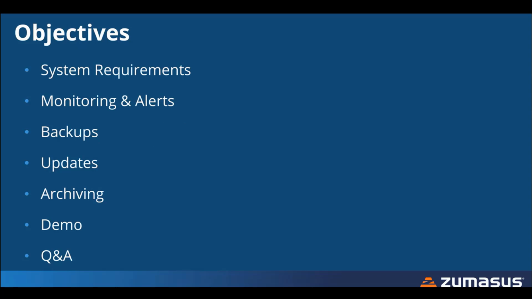And so some of the things that we'll be going over are system requirements, monitoring and alerting on the system side as well as built into Rover, backups and the importance of them, updates, not only of the operating system but also the application itself, and archiving. We'll be doing a demo of all of these things, so I promise it's not going to be a static PowerPoint. The entire time we will be getting into some of the functionality within Rover ERP itself. And then we'll close it off with a Q&A.